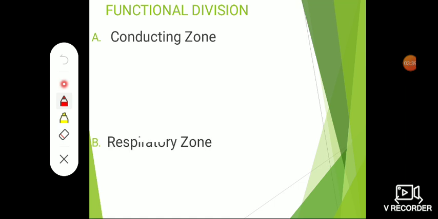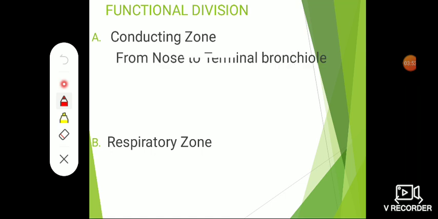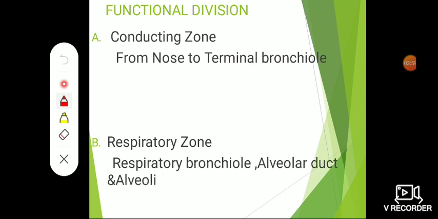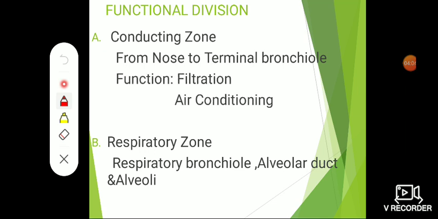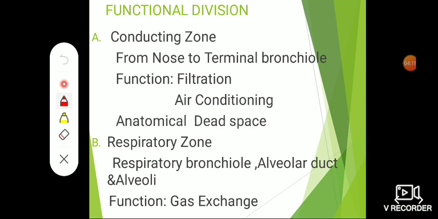Now see the functional division of the respiratory system: conducting zone and respiratory zone. The conducting zone conducts only the air from the atmosphere up to the respiratory zone, and the respiratory zone is where exchange of gases actually takes place. The conducting zone runs from the nose to the terminal bronchiole, and the respiratory zone includes the respiratory bronchiole, alveolar duct and alveoli. The main function of the conducting zone is filtration and air conditioning, and the function of the respiratory zone is gas exchange. So our focus will be on where gas exchange actually takes place, that is, diffusion of gases.